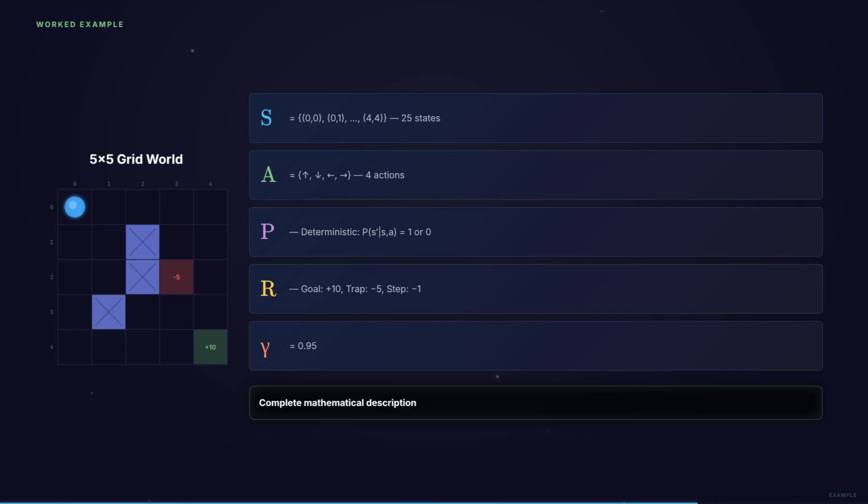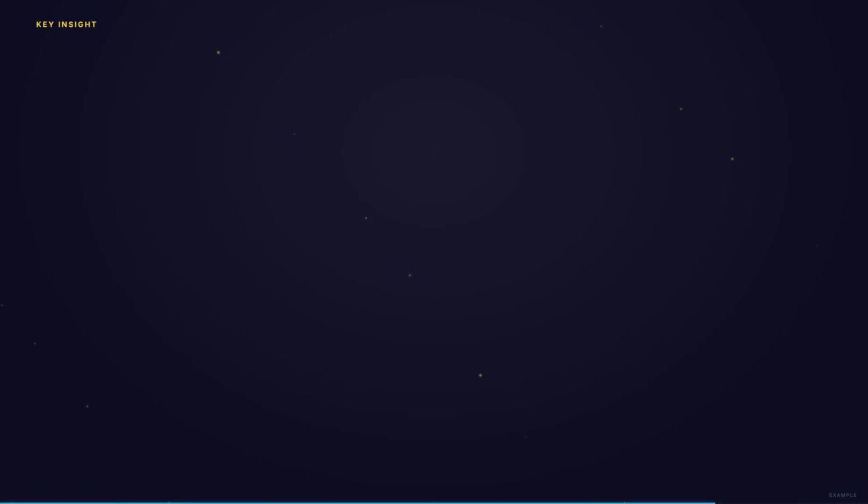Every behavior the agent learned in episode 1, the stumbling, the exploring, the converging on a policy, all of it happened within this formal structure. We just didn't have the language for it yet. And this is the real power of the MDP. It's not just a way to describe grid worlds. It's a universal language for sequential decision-making.